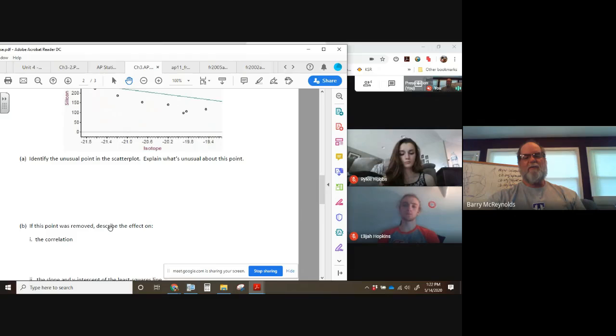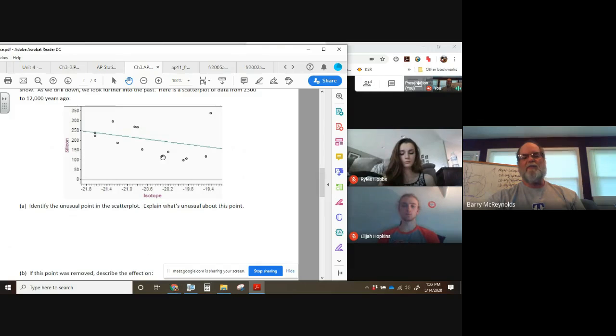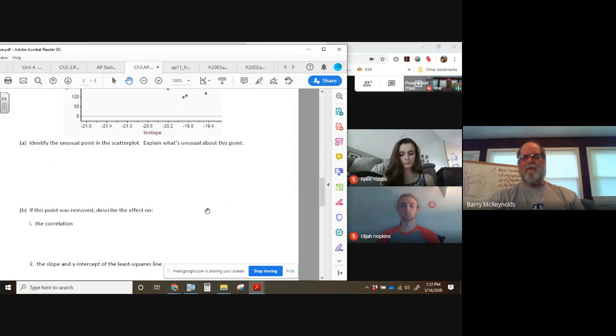So make sure that if you need to describe what happens when this point is removed, you just say that the value will get closer to -1. While saying it becomes more negative is true, it is less precise. And so I want you to be able to describe it as becoming closer to -1.